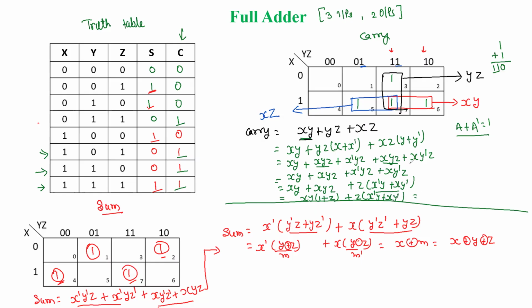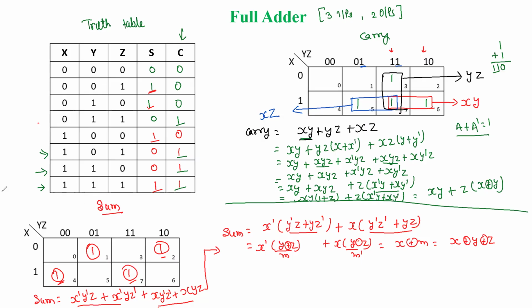So from here, what you are getting is from the first term we have xy only, plus here we have z, and this one we can write as x XOR y. This is how we are able to simplify the sum and carry, so that we can implement this also with the help of two half adders.